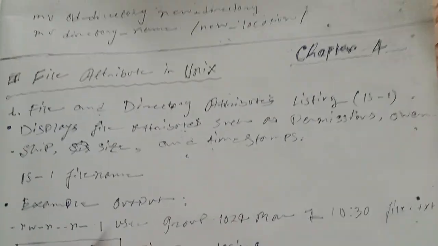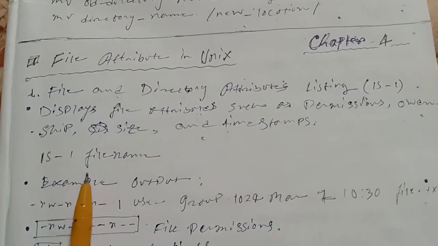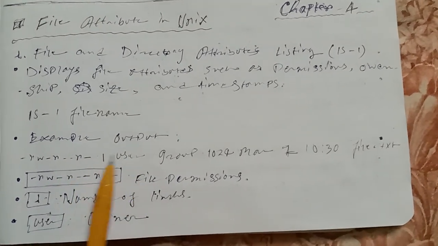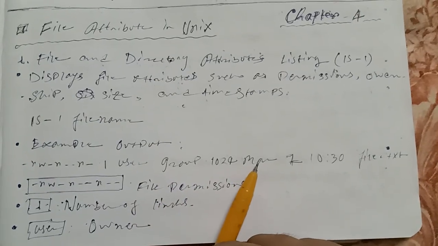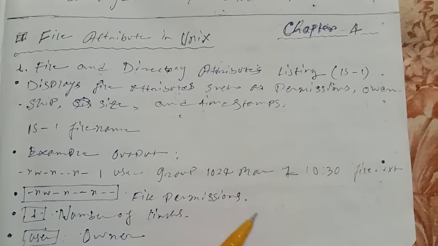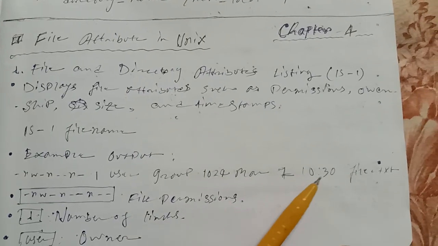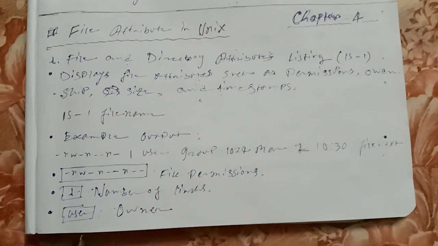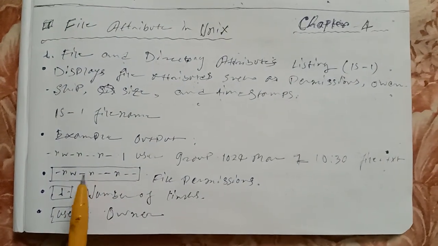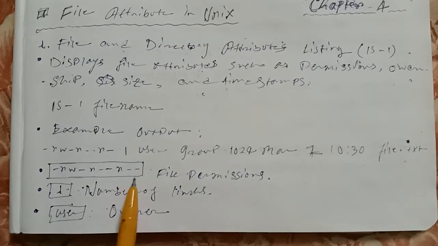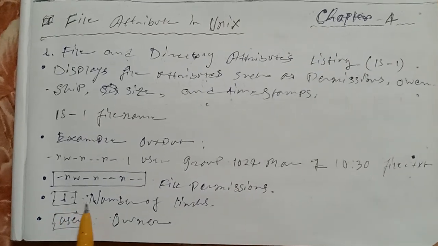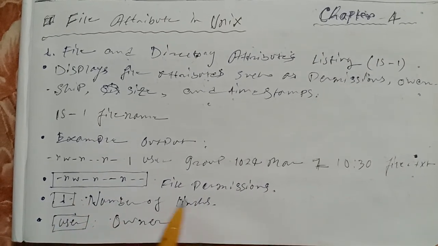Then, like this: ls -l filename, example output: user, group. This is the user and group, and this is the time: March 7 11:30 file.txt. Here, -rw-r--r-- is the file permission. Then this one is the number of links. This is the number of links.